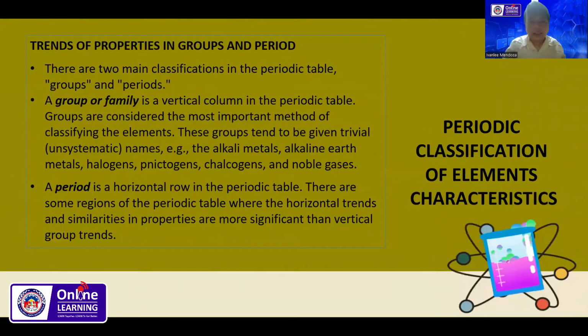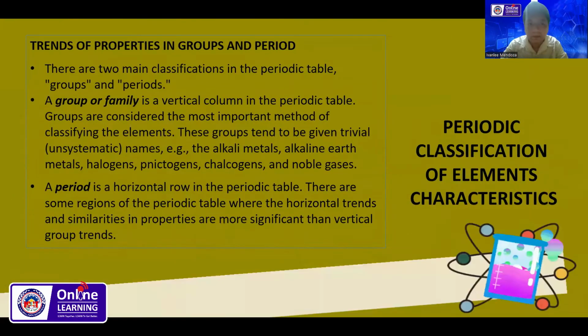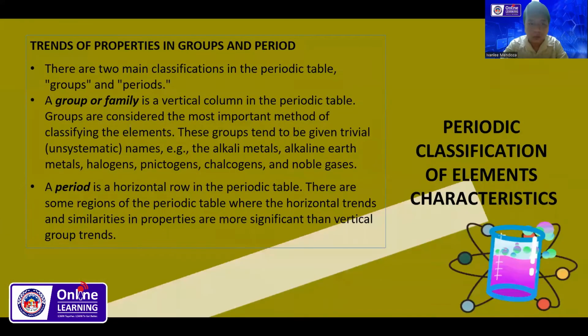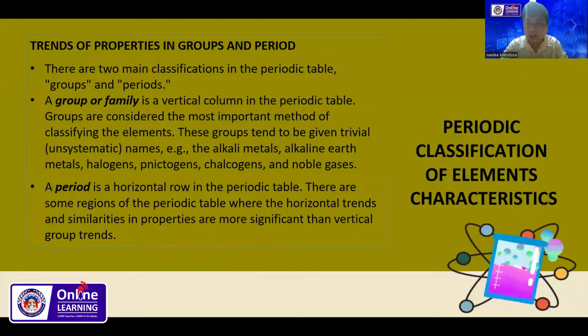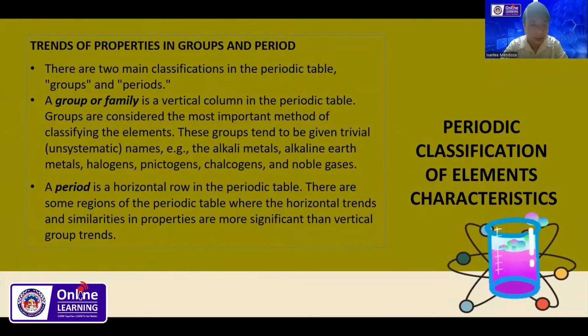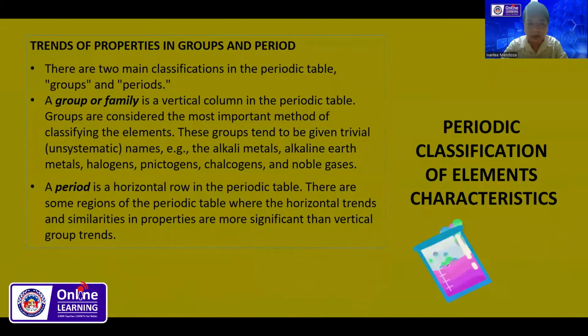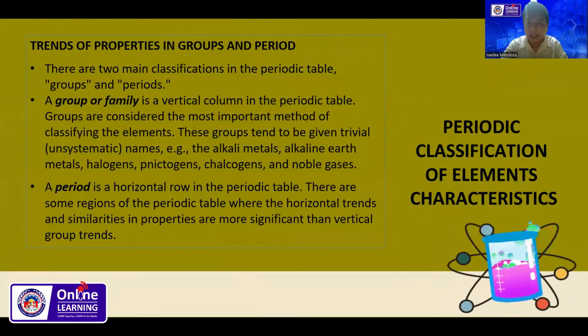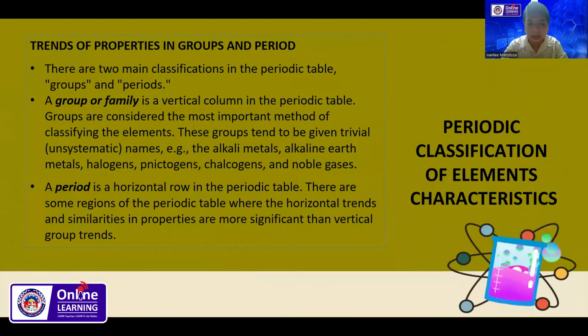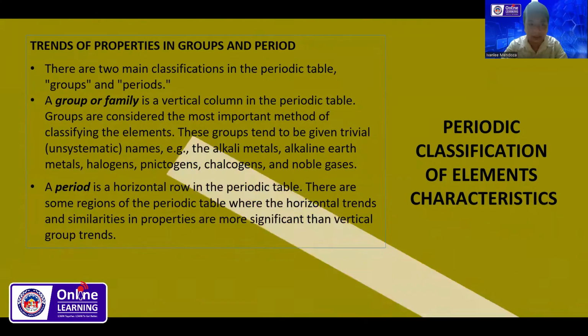Now, in the trends of properties in groups and periods under the periodic table, there are two main classifications in the periodic table. The first one is group and the second one is period. If we say group or family, a group or family is a vertical column in the periodic table. Groups are considered the most important method of classifying the elements. These groups tend to be given trivial or unsystematic names. Examples are the alkali metals, alkaline earth metals, halogens, pnictogens, chalcogens, and noble gases.